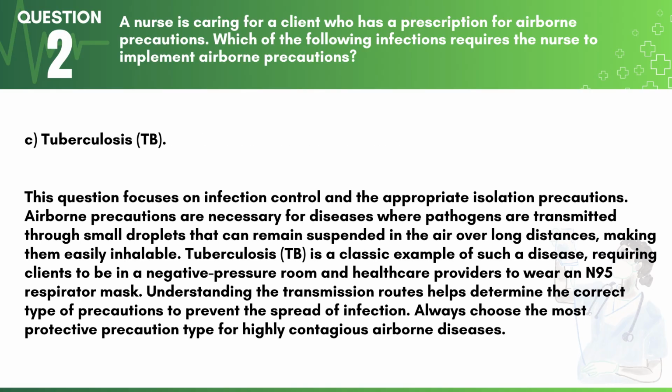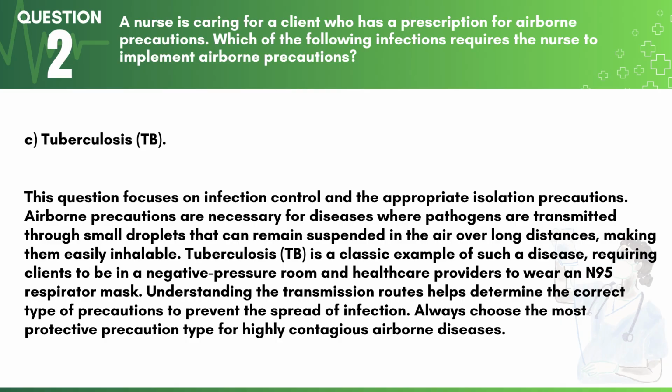Answer: C. Tuberculosis, TB. This question focuses on infection control and the appropriate isolation precautions. Airborne precautions are necessary for diseases where pathogens are transmitted through small droplets that can remain suspended in the air over long distances, making them easily inhalable.